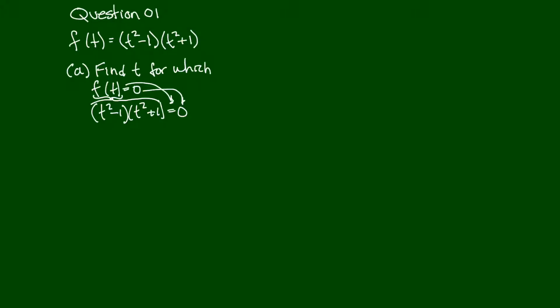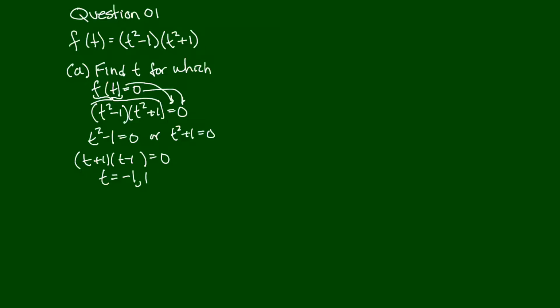So by the zero factor property, t squared minus 1 could be 0, or t squared plus 1 could be 0. And on the left side here, we're going to factor. So out of here, let's set that equal to 0. We'll get t and t, difference of two squares, right? So we'll get plus 1 and minus 1, from which we can see we'll get t equals negative 1 and plus 1.